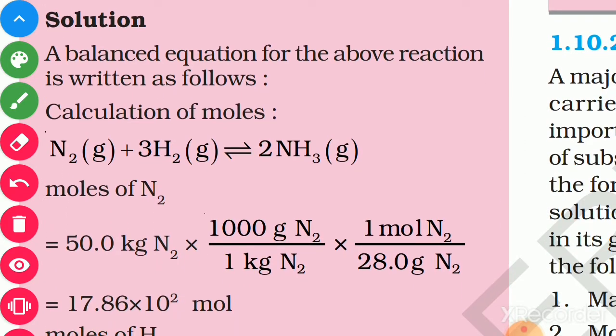Take the balanced equation of the above situation. Nitrogen plus 3 hydrogen gives 2 ammonia. So moles of nitrogen equal to 50 kg into 1000 by 1 into 1 by 28 equal to 17.86 into 10 to the power 2 moles of nitrogen are given.